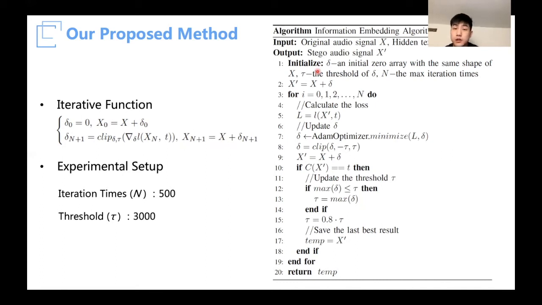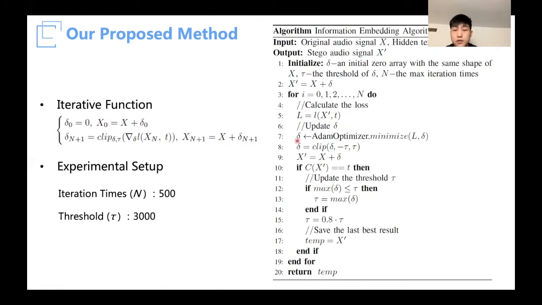First, we will get the initial X prime by adding X and delta. Then we will start the iteration steps. In the iteration steps, first we will calculate the loss. The loss L indicates the magnitude of the CTC loss between the recognition result of X prime and the target text T. And then we will use the gradient optimizer, an Adam optimizer, to calculate from L and delta to update the delta.